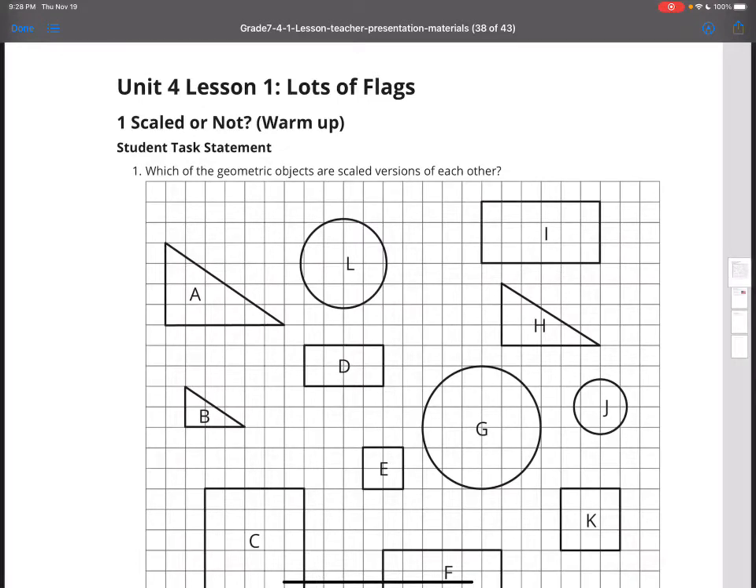All right, guys, in this unit, we'll be studying proportional relationships with rational numbers such as fractions and decimals and so on. And we'll also be exploring percentages. So lesson 1 is called Lots of Flags. Although this lesson is called Lots of Flags, we'll be revisiting scale copies and we'll also be revisiting percentages. I know it's been a while since we've talked about percentages, or we might not have even talked about percentages last year in 6th grade, who knows, but today I'll be showing you guys how to find percentages.